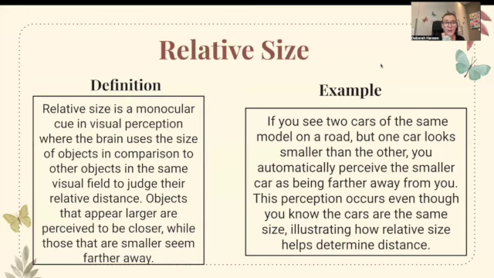Relative size. Relative size is a monocular cue in visual perception where the brain uses the size of the objects in comparison to other objects in the same visual field to judge the relative distance. Objects that appear larger are perceived to be closer, while those that are smaller are farther away. If you see 2 cars of the same model on a road, but one car looks smaller than the other, you automatically perceive the smaller car as being farther away from you. This perception occurs even though you know the cars are the same size, illustrating how relative size helps us determine distance.